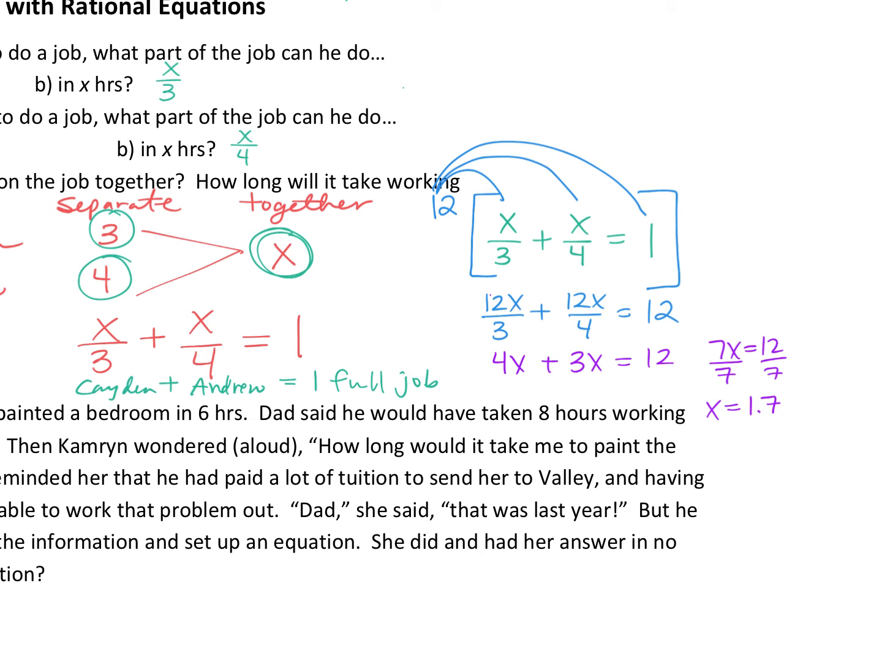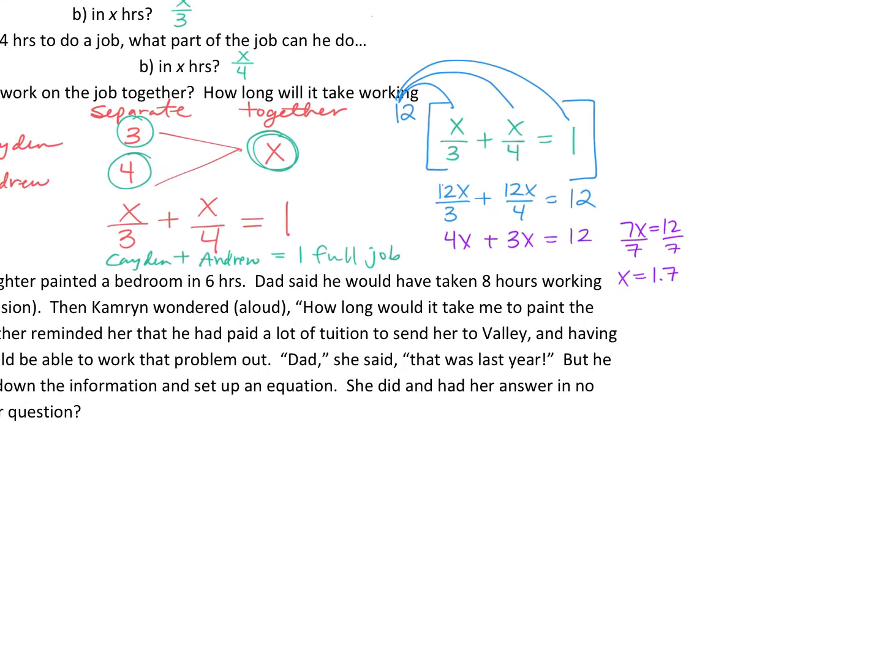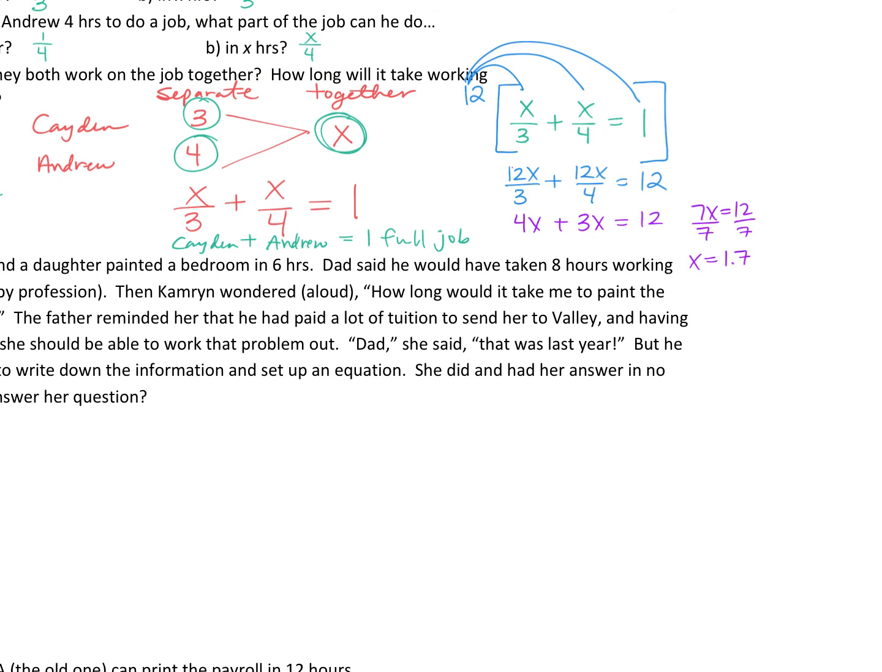1.7. 1.7 what? Hours. We're talking hours here. So together, for a job that the one can do in 3 hours and the other can do in 4, together they can do it in 1.7 hours. It's a beautiful thing, right? Teamwork makes the dream work.